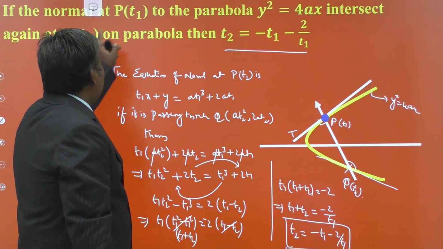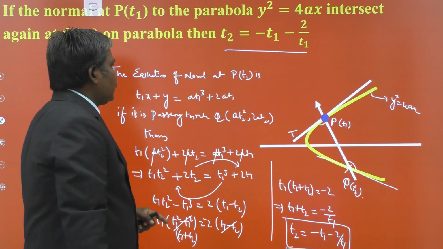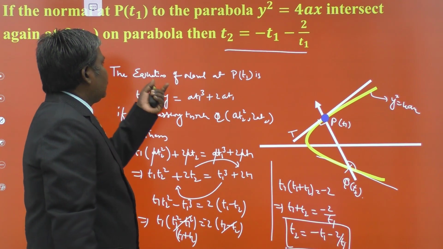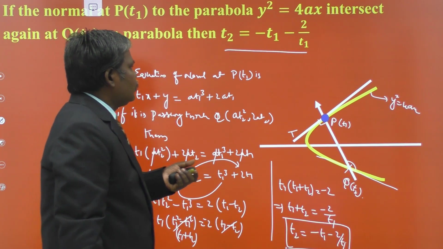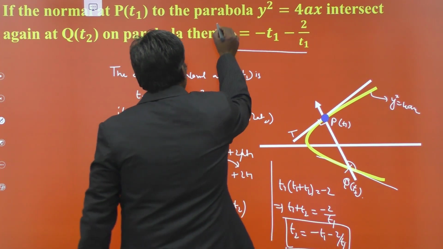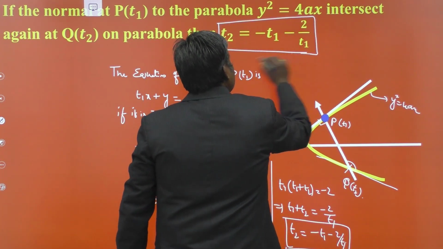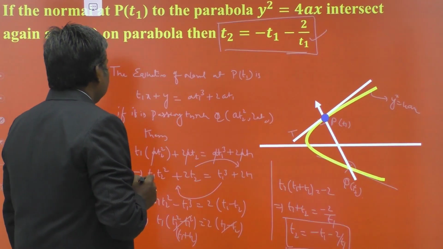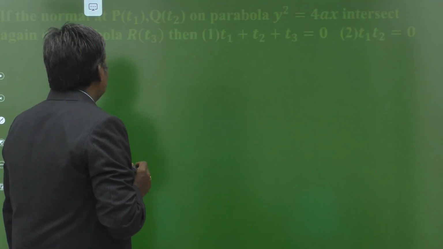So if the normal at P(t1) to the parabola y^2 = 4ax intersects again at Q(t2) on the parabola, then t2 is equal to minus t1 minus 2 by t1. So this is the relation between t2 and t1, my dears. Very, very important result. Okay. Next one.